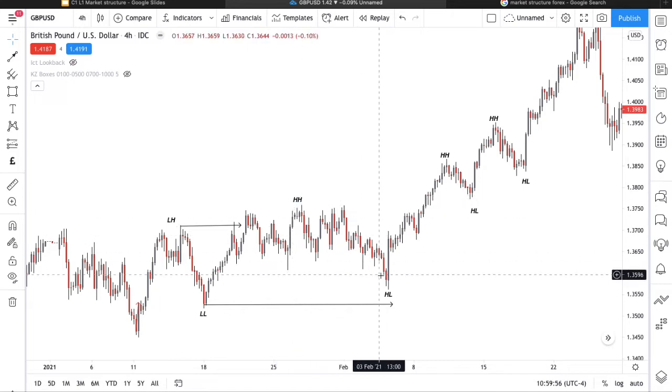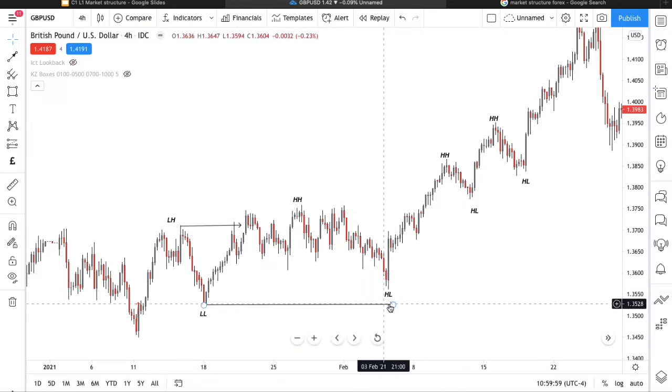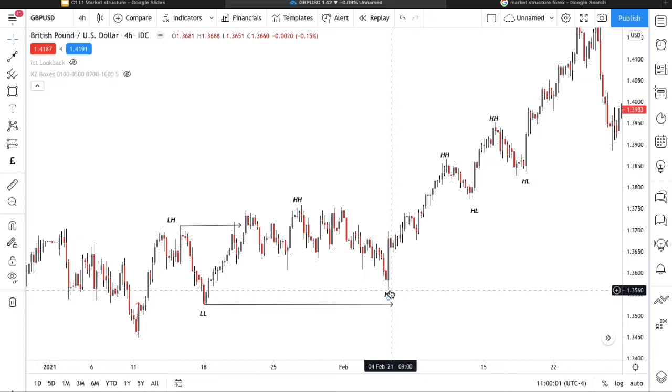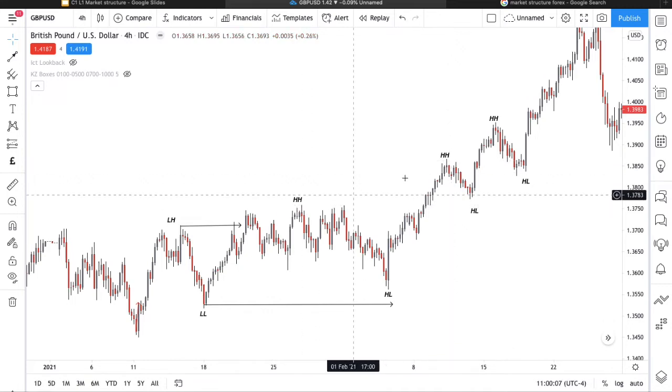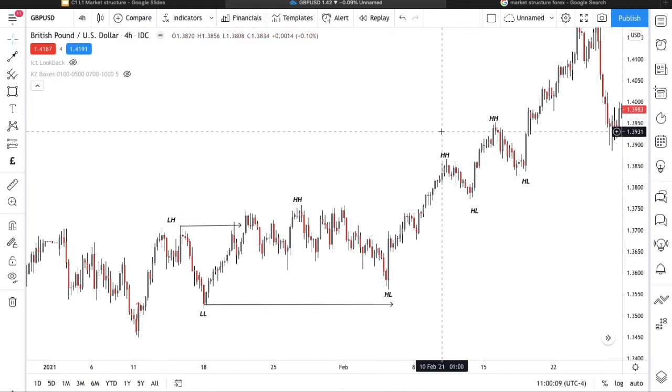When price then pulls back, it fails to close below this low, therefore creating a higher low. And then price impulses over to the upside, closing above this higher high, therefore creating an even higher high. And then so on, so on.